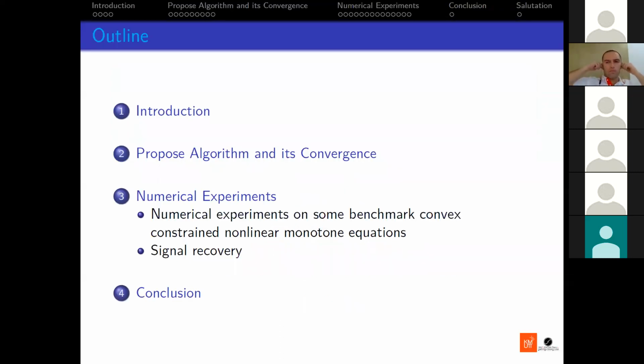The outline of my talk is divided into four. First, I will give a brief introduction. Second, I will propose the algorithm together with its convergence. And the third outline is going to be the numerical experiment, which is divided into two. First is going to be a numerical experiment on some benchmark convex constrained nonlinear monotone equations. And then the second experiment is on signal recovery. And finally, a conclusion will be given and some references also at the end of the talk.